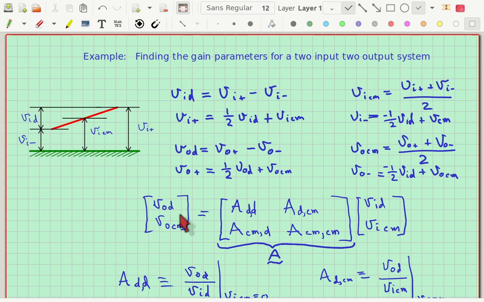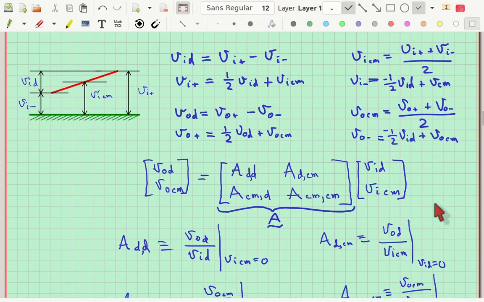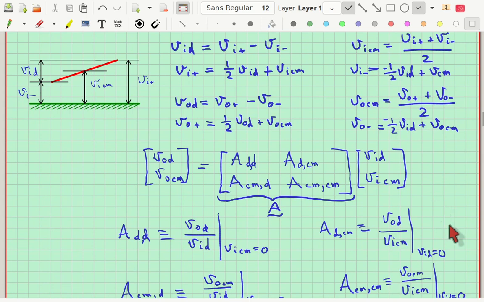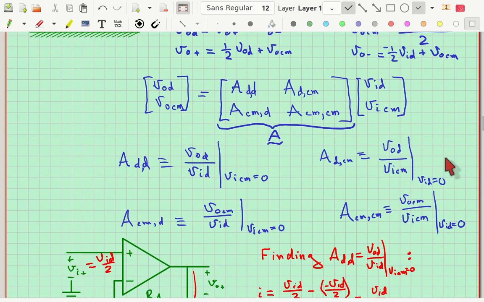Now, here we have our matrix equation, which I explained in the last video, that describes the output voltage, both of them, V output differential and V output common mode, in terms of the input voltages, V input differential and V input common mode. Finding the parameters of this matrix in this special example is hopefully going to be helpful for you to understand in general how to do it.